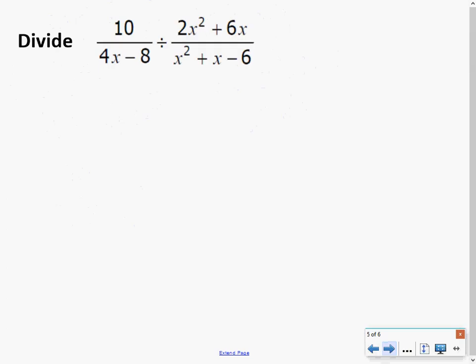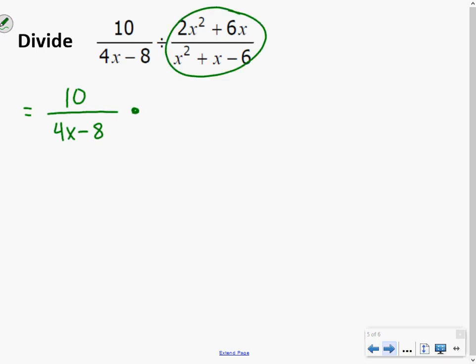Now, if you see division, it's just going to be the same as multiplication. Remember, dividing by a fraction is the same as multiplying by its reciprocal. So anytime you see division, I want you to just automatically change it to multiplication. Okay? Instead of dividing by this, we're going to multiply by its reciprocal. And then we can go through the problem the exact same way.